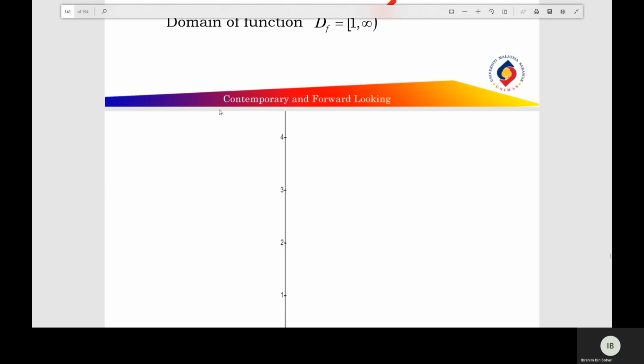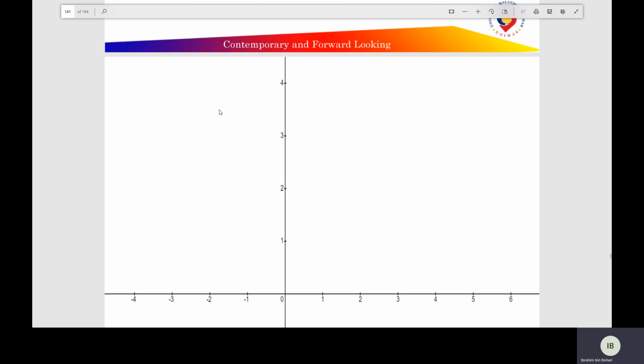Okay, and you sketch the graph of the square root function. Here you put the y-axis and x-axis.